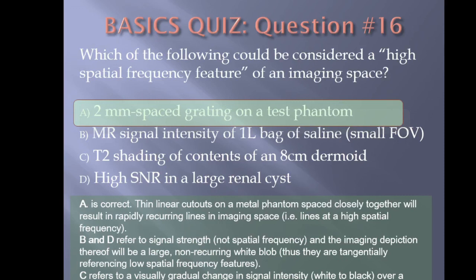T2 shading in a dermoid goes from white to black over 8 centimeters in a slow gradation. That is a low spatial frequency. High SNR in a large renal cyst doesn't really make sense, but if you want to say it, it's the same as the liter bag of saline. Contrast is inherently a low spatial frequency feature.